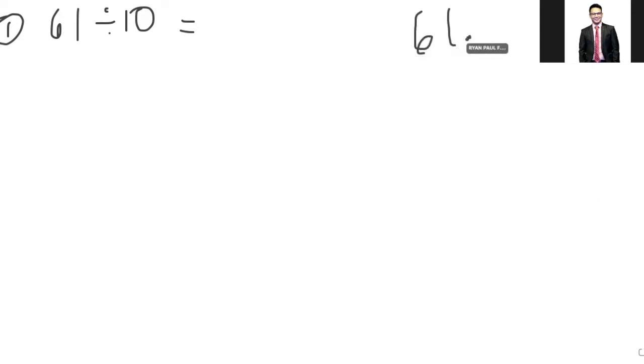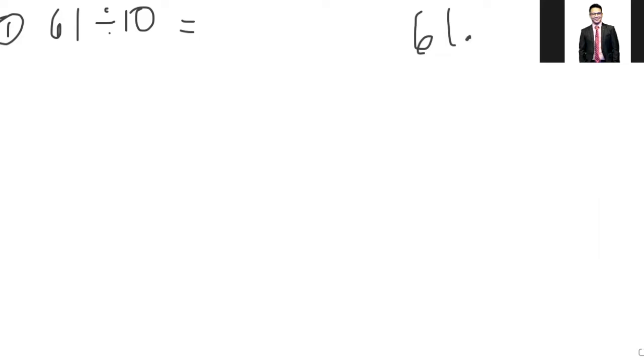Let us now proceed to division. For number 1, let's have 61 divided by 10. If in multiplication, we move the decimal point 1 unit, 2 units, or 3 units depending on the number of zeros to the right, for division, we will move the decimal point this time to the left side. So if we're going to divide it by 10, we only move the decimal point 1 unit to the left. And the decimal point of 61 is always on the right side of the 1 digit.